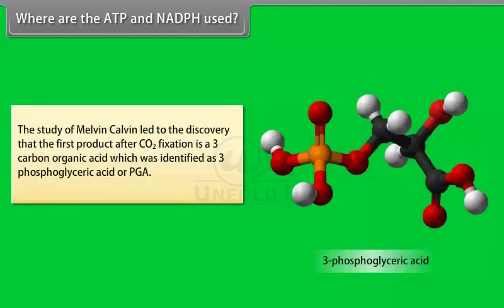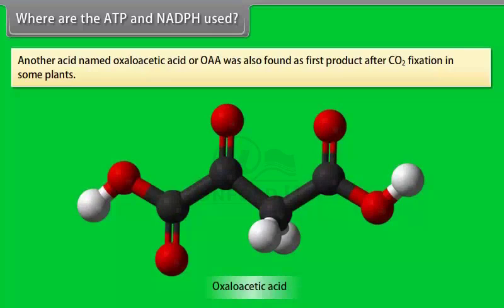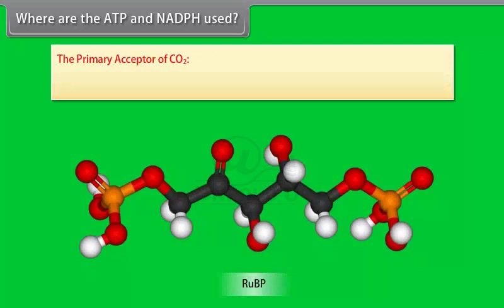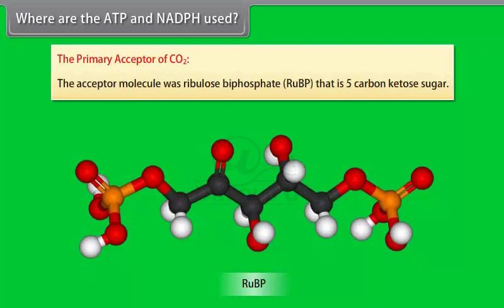The study of Melvin Calvin led to the discovery that the first product after carbon dioxide fixation is a 3-carbon organic acid, which was identified as 3-phosphoglyceric acid or PGA. Another acid named oxaloacetic acid or OAA was also found as the first product after carbon dioxide fixation in some plants. The primary acceptor of CO2. The acceptor molecule was ribulose bisphosphate, RuBP, that is a 5-carbon keto sugar.